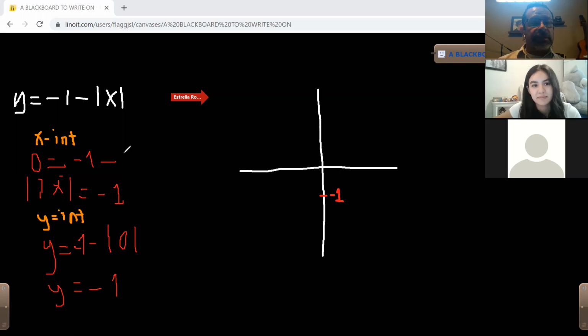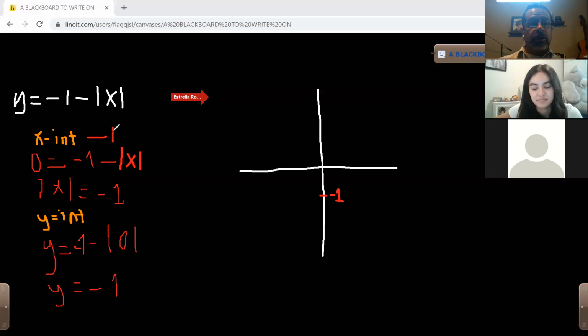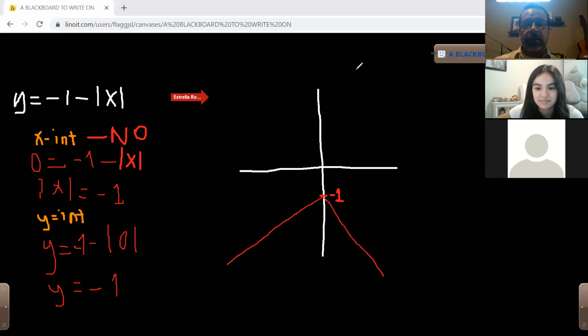When we want to find the x-intercept, we make the function equal to 0 and solve for x. But when we try to solve for x here, we're going to have the absolute value of x equals -1. That's impossible, so this means that there are no x-intercepts. That means the graph is not going to cross the x-axis in any way. It will be something like this. Perfect, very good, Estrella.